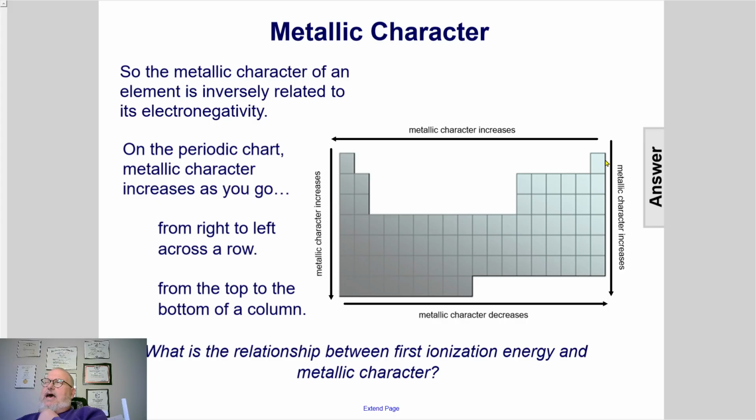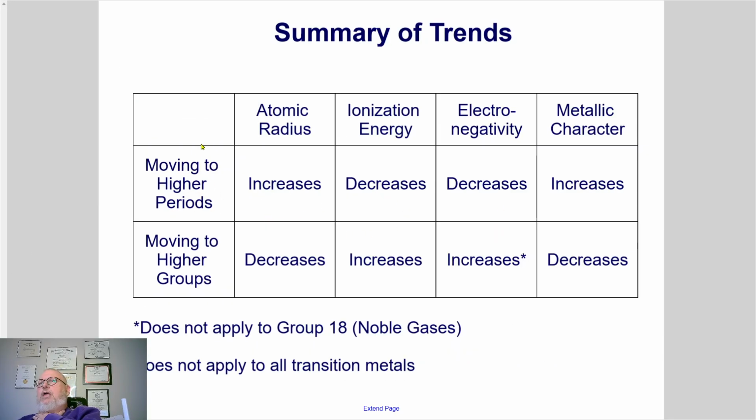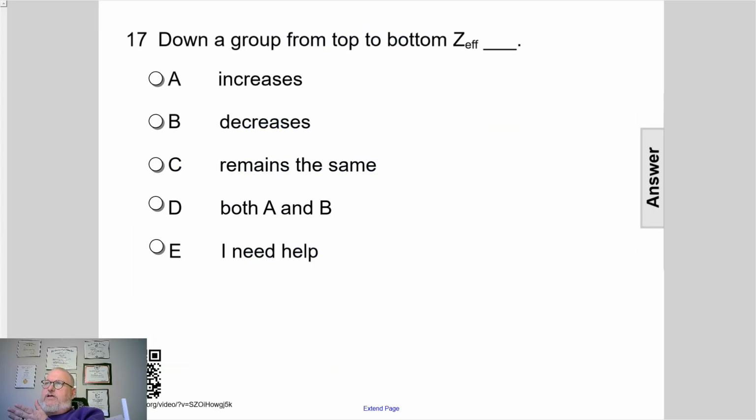So I always ask, how close am I to helium? How close am I to cesium? If you're close to cesium, you're more metallic. If you're close up here, then you're less metallic. So here's a summary. As you move down, atomic radius increases, ionization energy decreases, electronegativity decreases, metallic character increases. As you go left to right, atomic radius decreases, ionization energy increases, electronegativity increases, metallic character decreases. So you can see a pattern there.